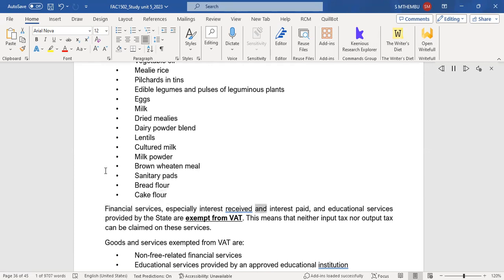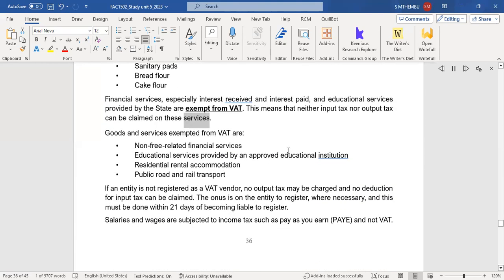Financial services, especially interest received and interest paid, and educational services, provided by the state are exempt from VAT. This means that neither input tax nor output tax can be claimed on these services. Goods and services exempted from VAT are non-fee-related financial services. Educational services provided by an approved educational institution. Residential rental accommodation. Public road and rail transport.